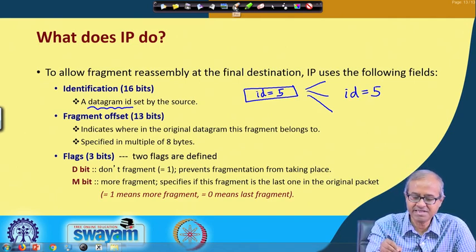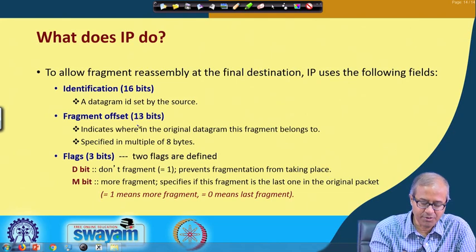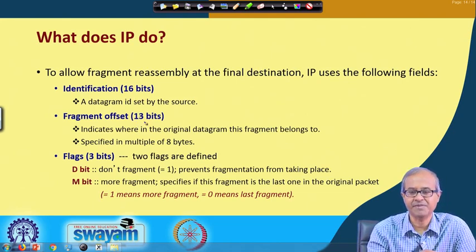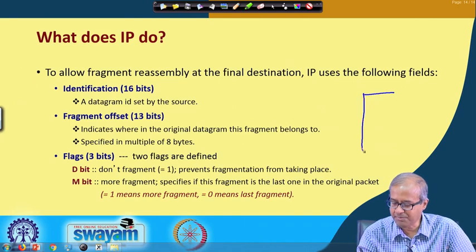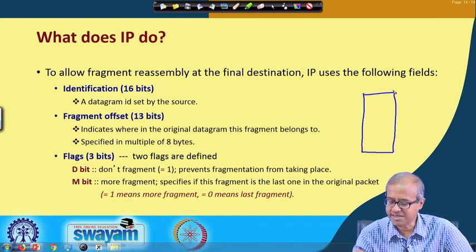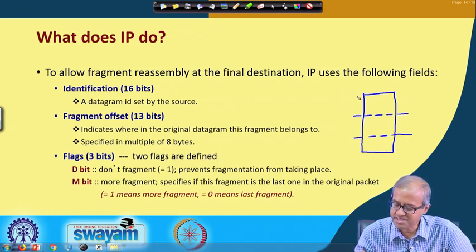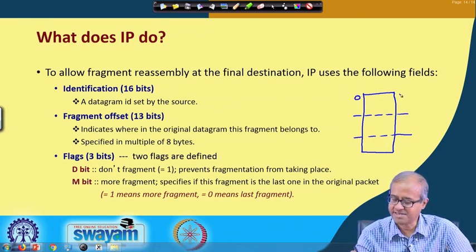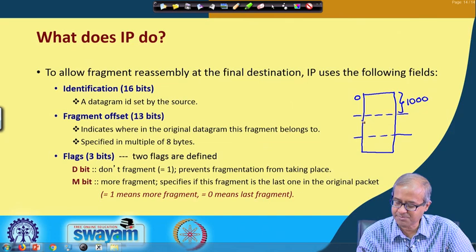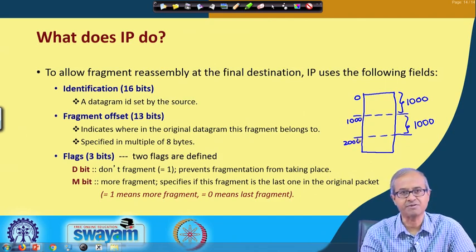Okay. Next comes something called fragment offset. This is a 13-bit field. Well, you see, suppose your original packet was like this. Let us say this packet was divided into 3 fragments. This is one fragment, this is one fragment, this is one fragment. So, the first fragment started from an offset 0. Let us say the size of this, let us take an example, the size of this is 1000. So, the next packet will start from address 1000, this is the offset. Let us say this also has a size of 1000. So, the third packet will start from an offset of 2000.